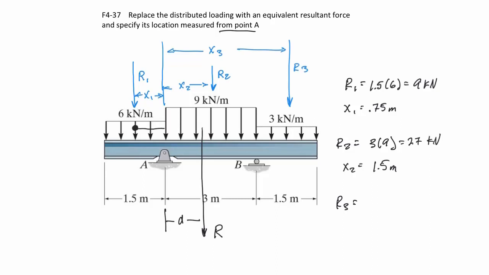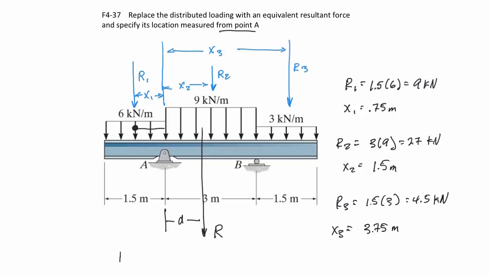Let's try R3. R3, the base would be 1.5. The height is 3 kilonewtons per meter. So that's going to be 1.5 times 3, equal to 4.5 kilonewtons. And X3, you have to consider that it has to go 3 meters first, and then the centroid acts right there, which is half of that 1.5, so it'll be 3 plus 0.75. So X3 is 3.75 meters.